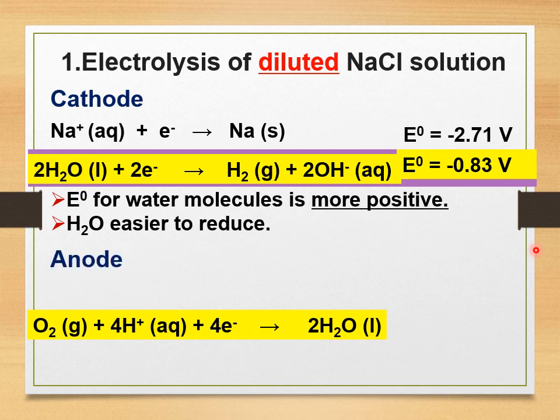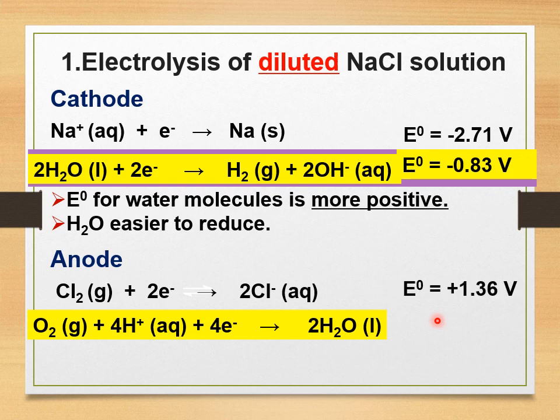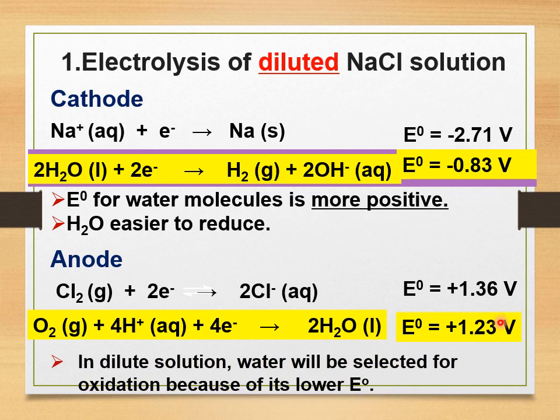At the anode, we are going to have Cl⁻ or water. Now we have to choose whether Cl⁻ or H₂O is going to react. So we look at the E°. This E° is in reduction form; you can see here the electron is on the left. It is +1.36 V for chloride ion and +1.23 V for water. So in dilute solution, water will be selected for oxidation because of its lower E° red.